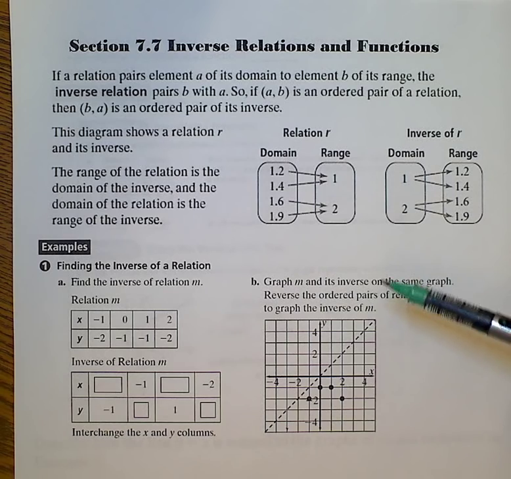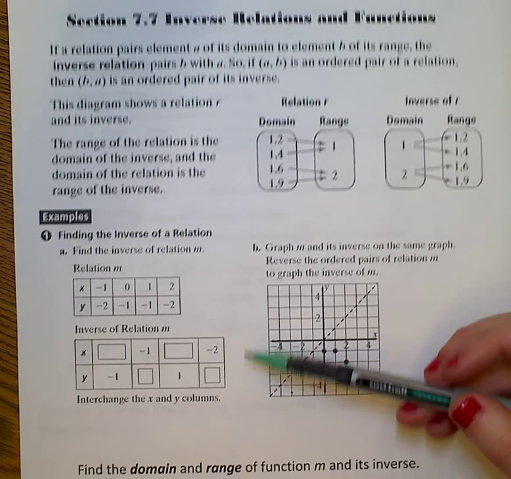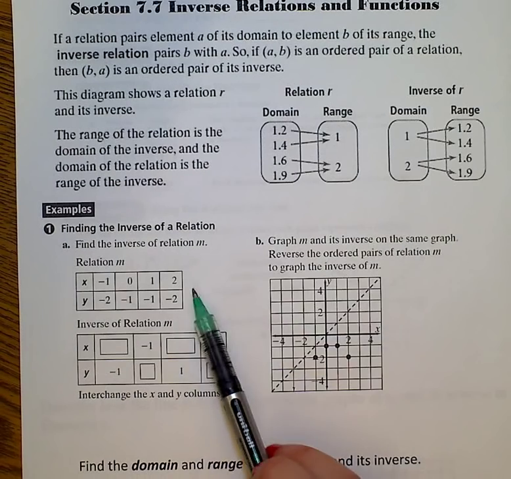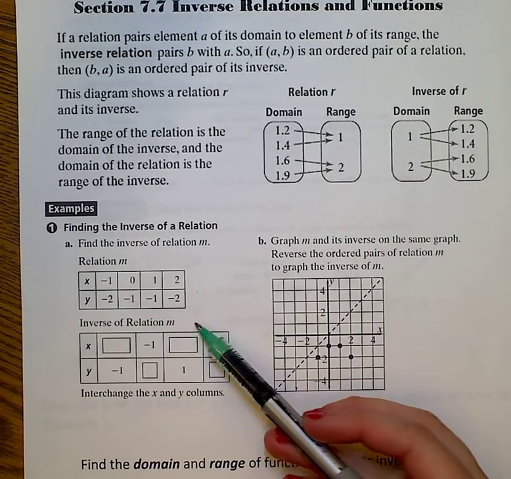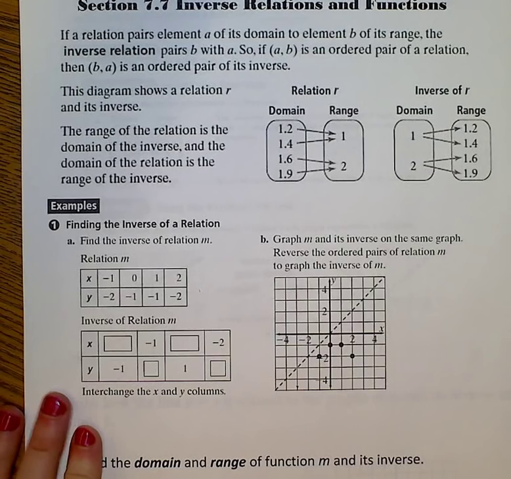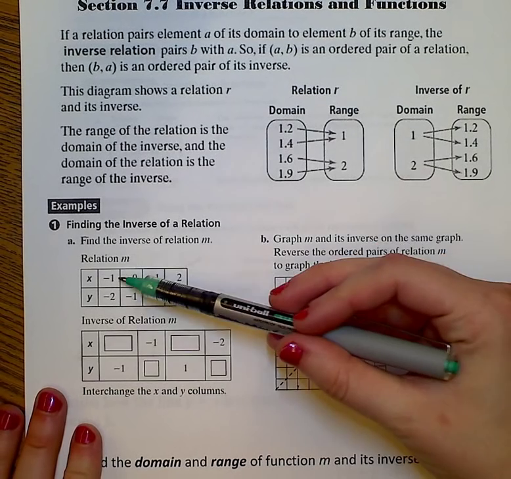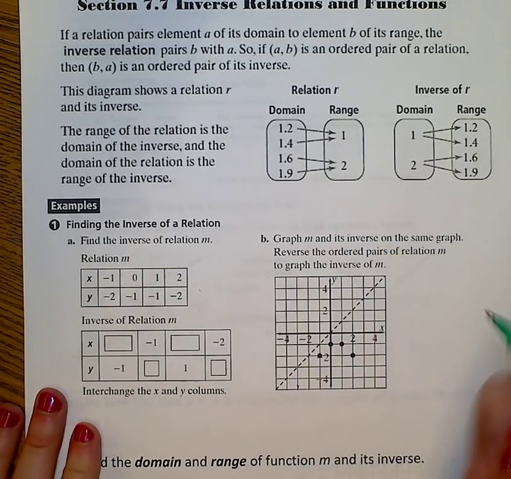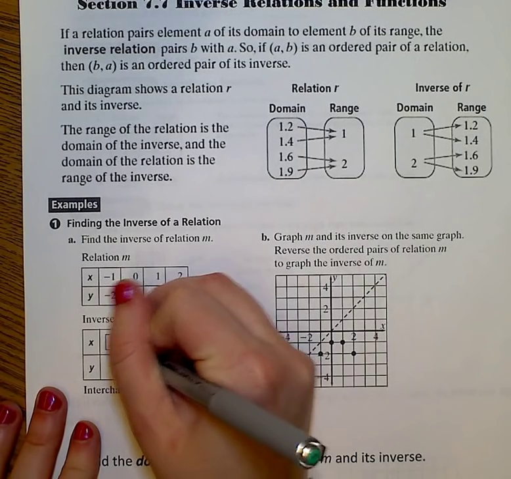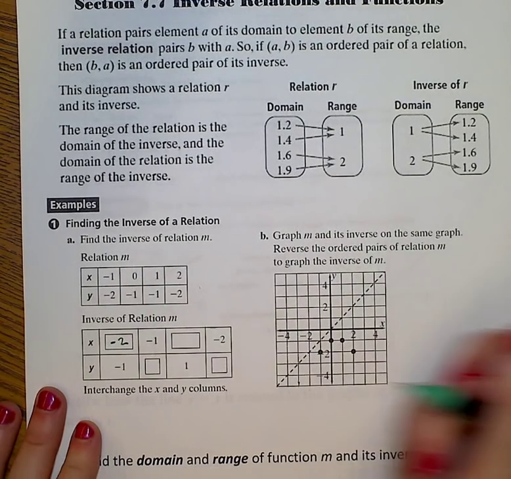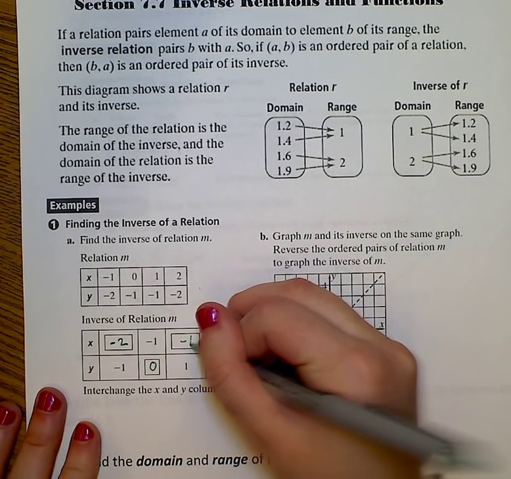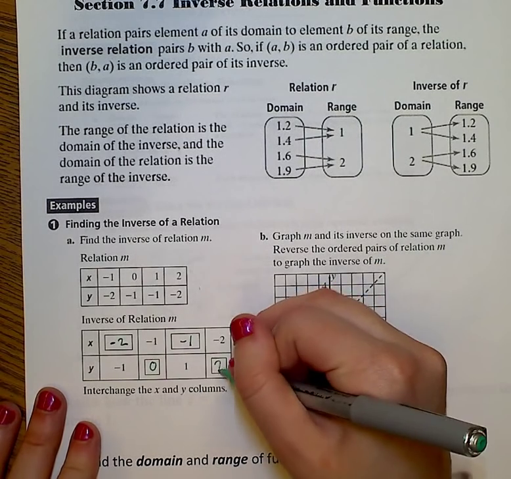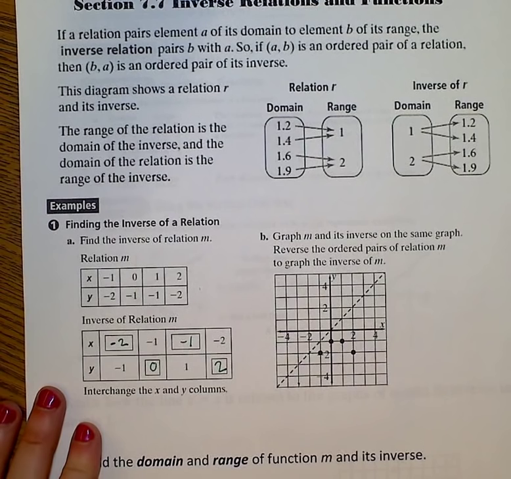So let's practice first finding the inverse. We're given this relation M in terms of x, y. There are our ordered pairs. So for the inverse of the relation M, we're going to flip-flop the x and y. So instead of having a point at -1, -2, our new point will be at -2, -1. Instead of 0, -1, it'll be -1, 0. We'll have -1, 1, and -2, 2. So we're just switching up the x and y columns.